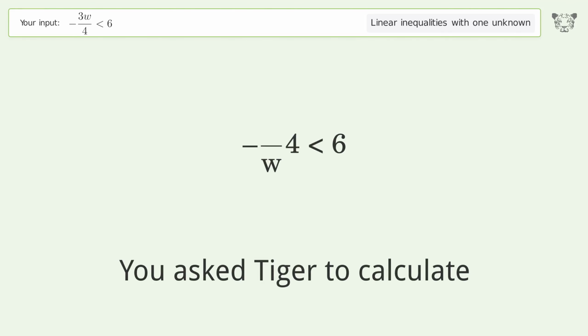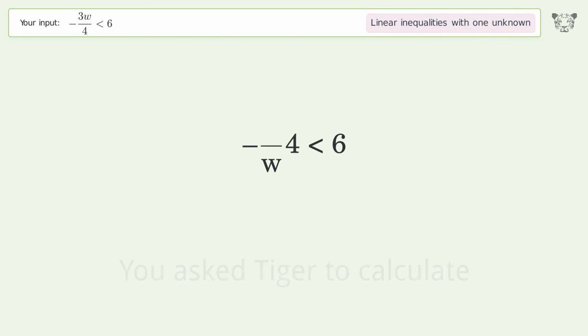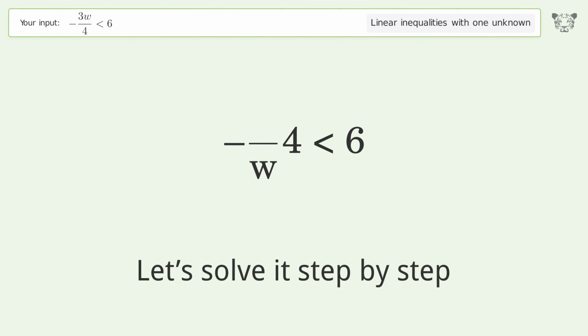You ask Tiger to calculate. This deals with linear inequalities with one unknown. The final result is w greater than -8. Let's solve it step by step.